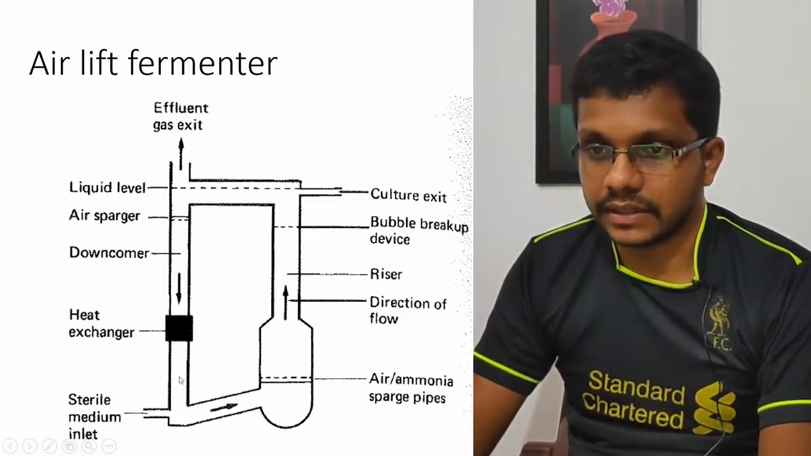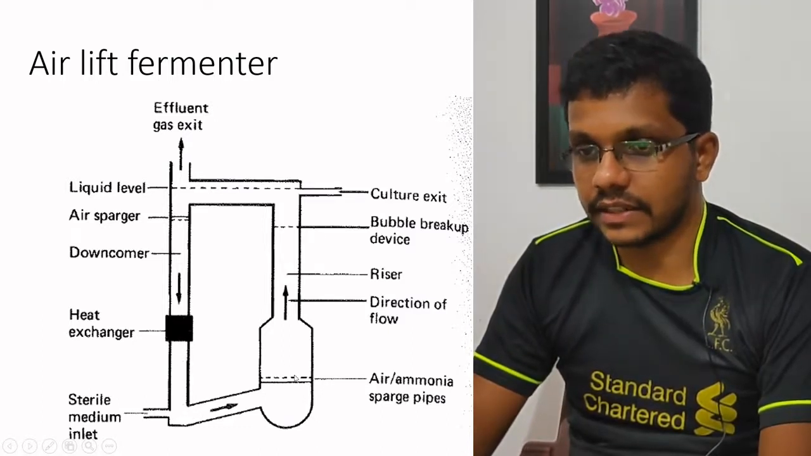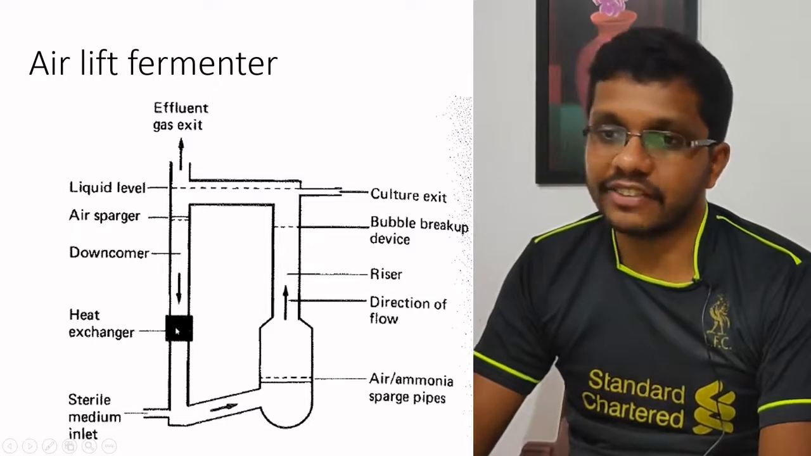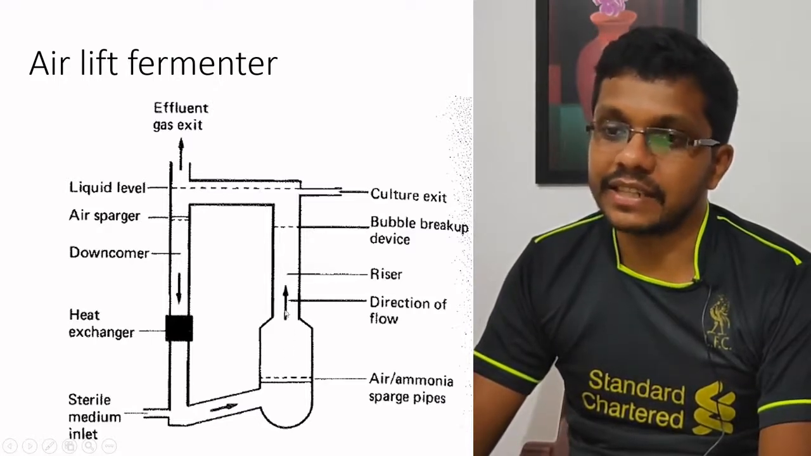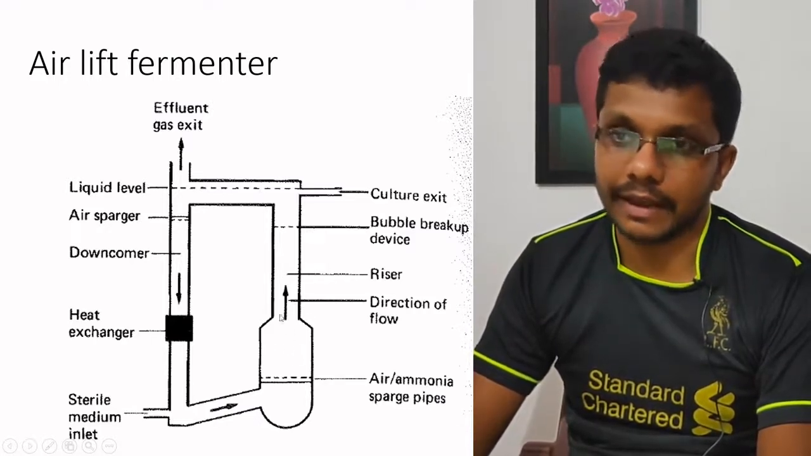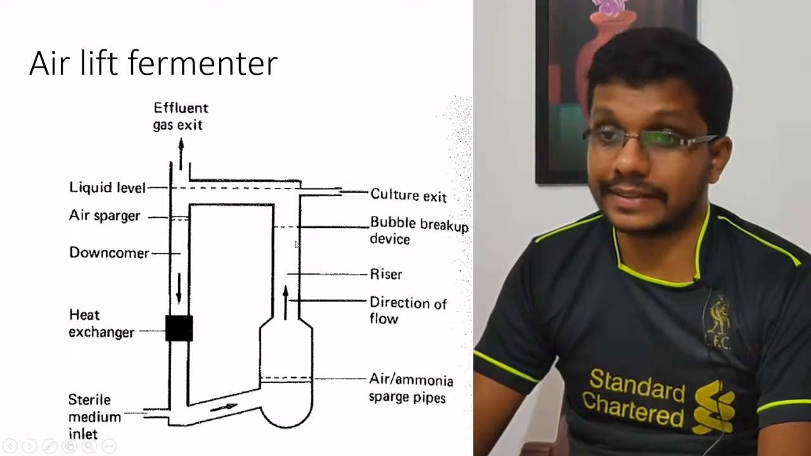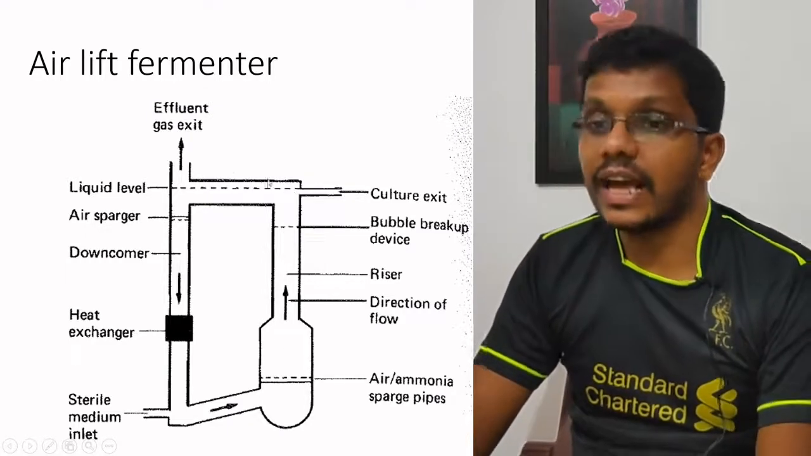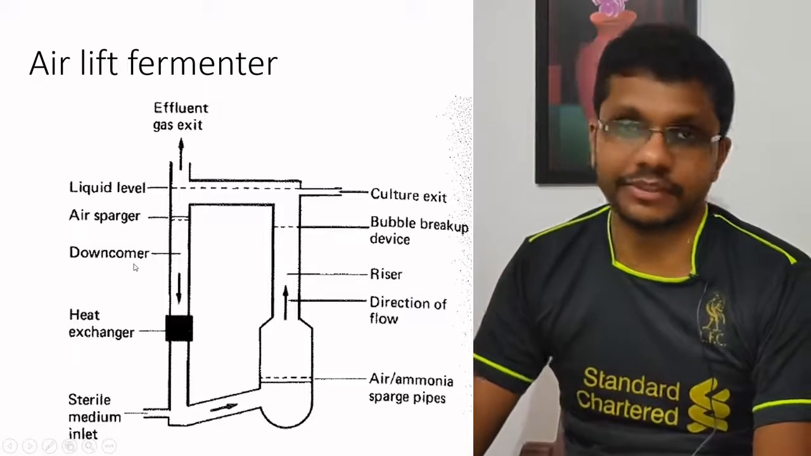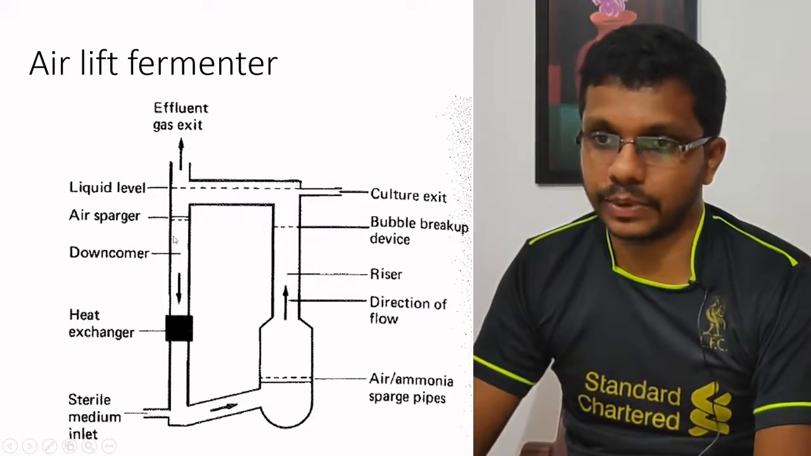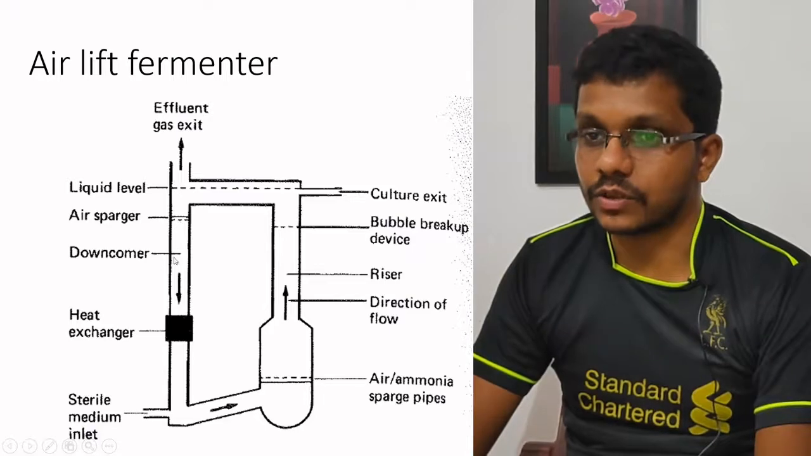Then it will go like this, and again it comes to the first chamber. So in an airlift fermenter, the medium is lifted to the top by using air. There will be a continuous circulation in an airlift fermenter, and this is an external flow airlift fermenter. We have a loop here, so it's called external flow.